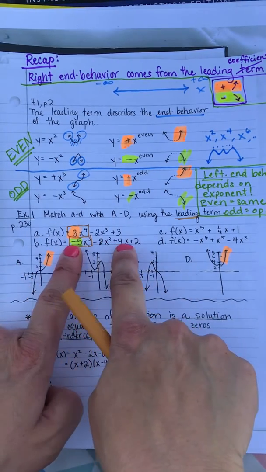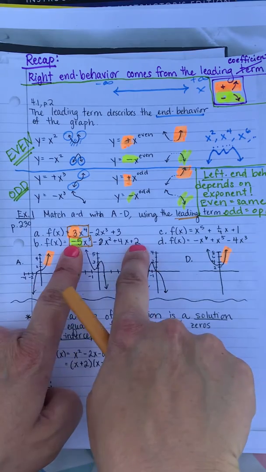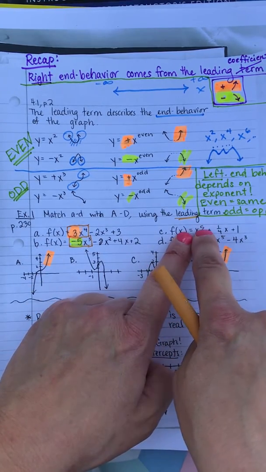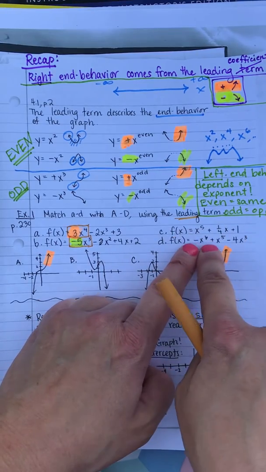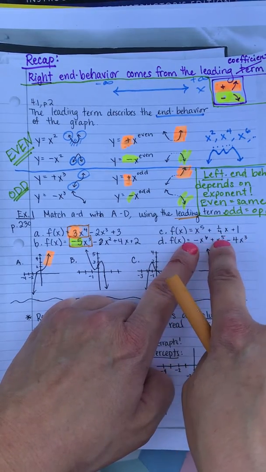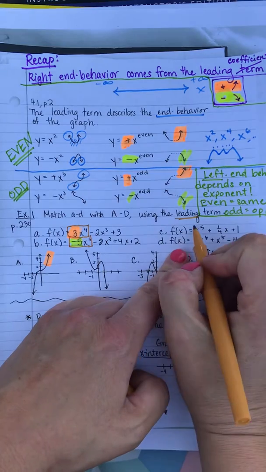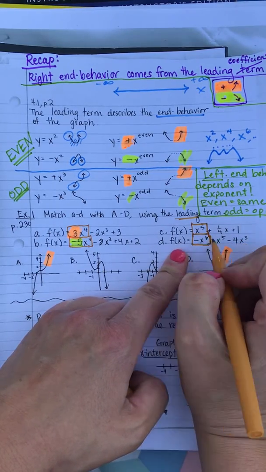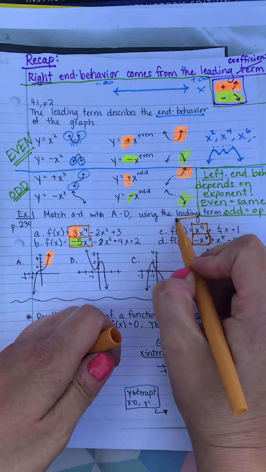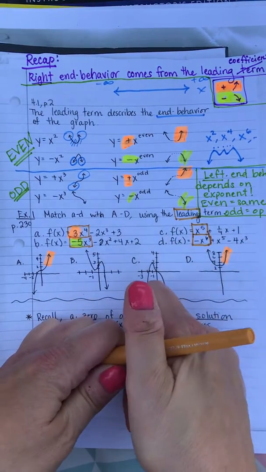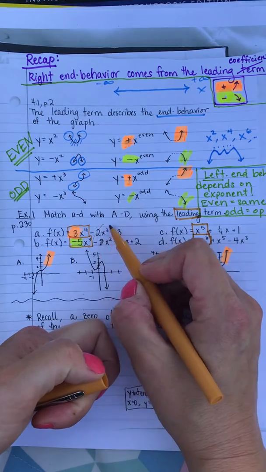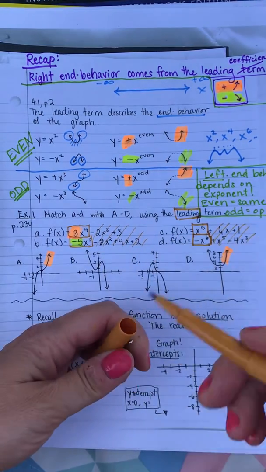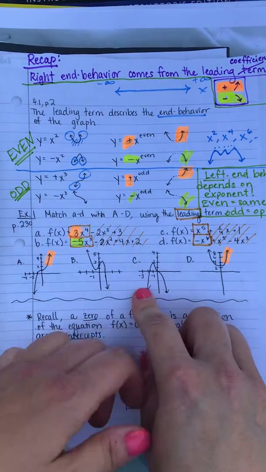So 3, 2, 1, 0 are my exponents there. Yes, this is the highest exponent. Here, 5, highest exponent. Yes. Here, 6, highest exponent. Yes. So those are my leading terms. That's what I'm looking at. I am not looking at anything else. Nope, nada. I could care less what's following that, okay?